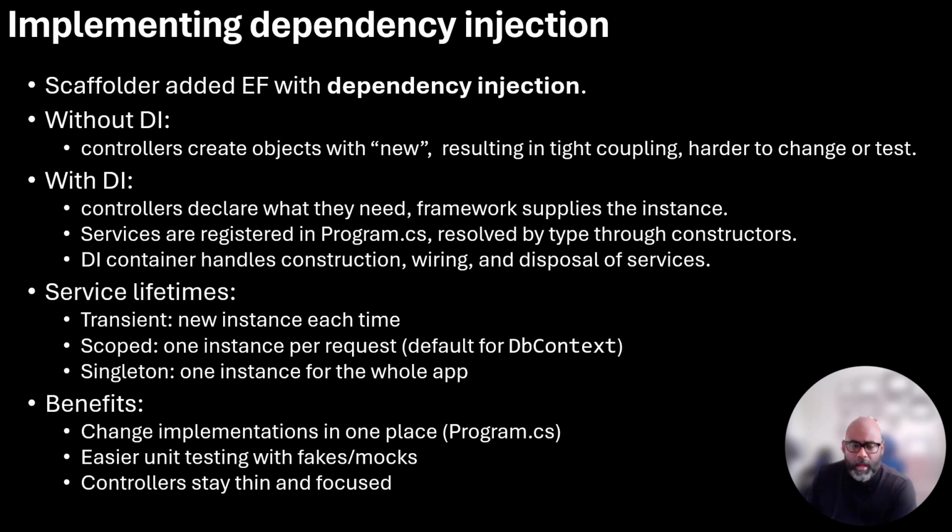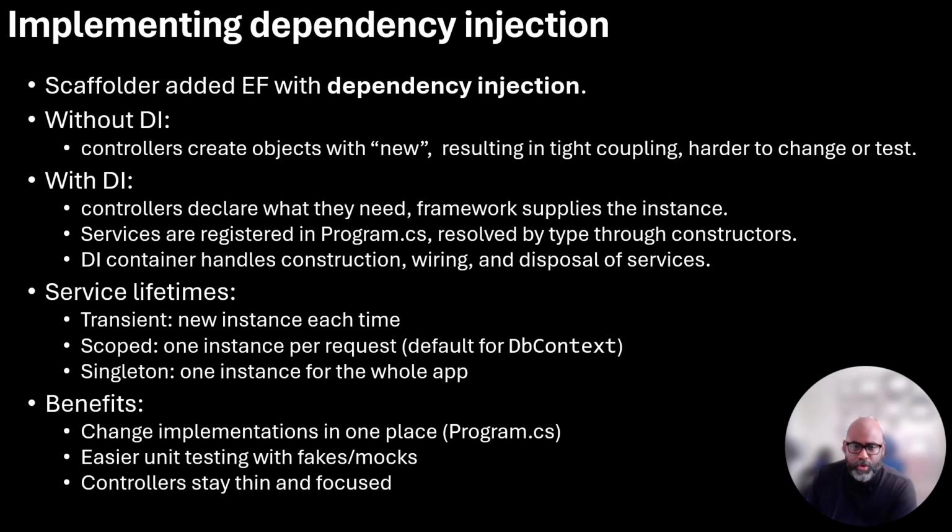ASP.NET Core solves this for us by managing the objects for us through the use of dependency injection containers. So instead of controllers creating their own objects, the framework asks us to declare what we need. It provides those objects for us and then facilitates the execution. So this is the principle behind dependency injection. The container inside the ASP.NET Core framework is responsible for constructing objects, wiring up their dependencies, and disposing of them when they are no longer needed.